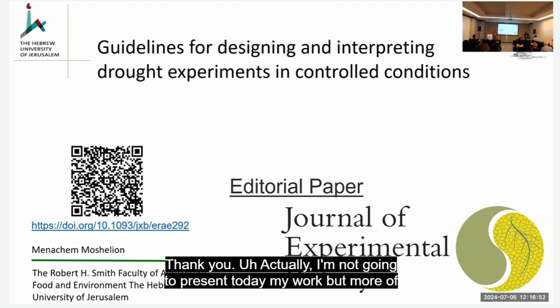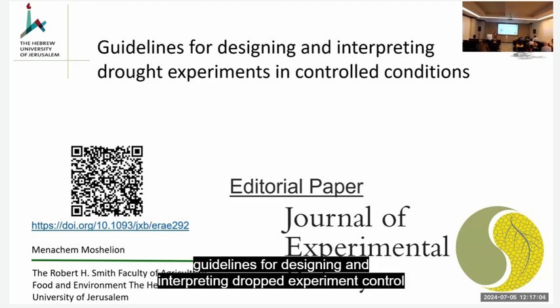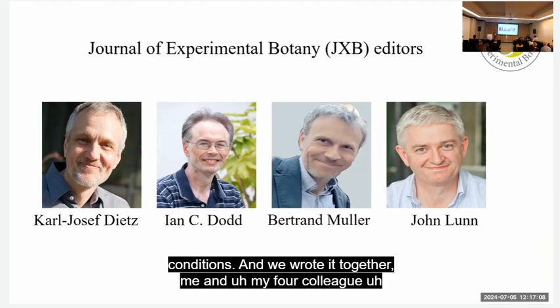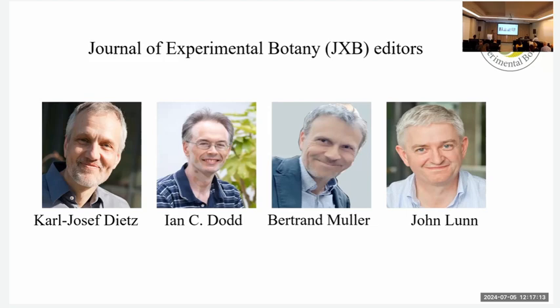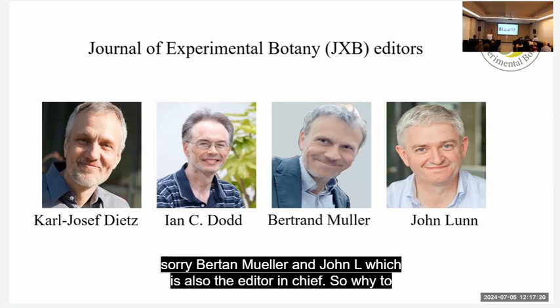Thank you. Actually, I'm not going to present my work today, but more of an editorial we are just releasing from the JXB. The editorial name is Guidelines for Designing and Interpreting Drought Experiment Control Conditions. And we wrote it together, me and my four colleagues, Professor Karl-Josef Dietz, Professor Ian Dodd, Professor Bertram Muller, and John Lunn, who is also the editor-in-chief.